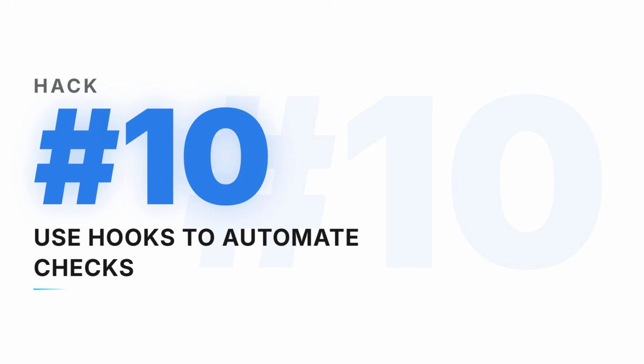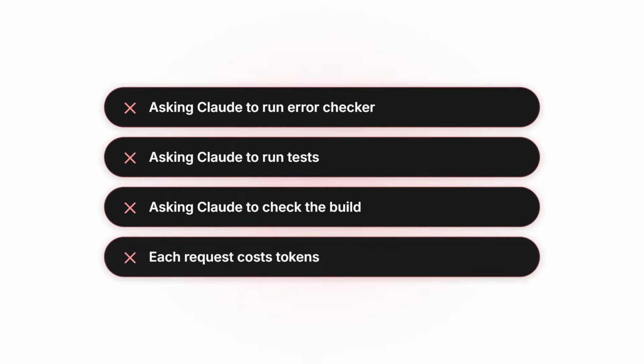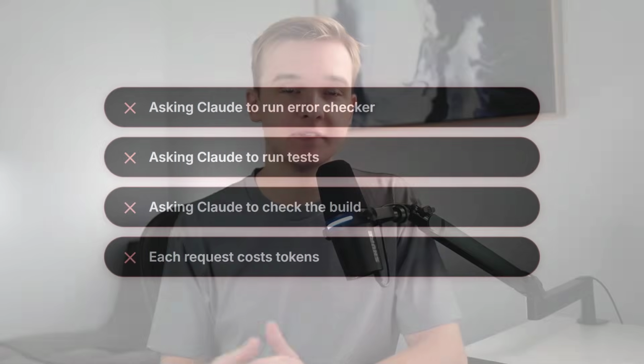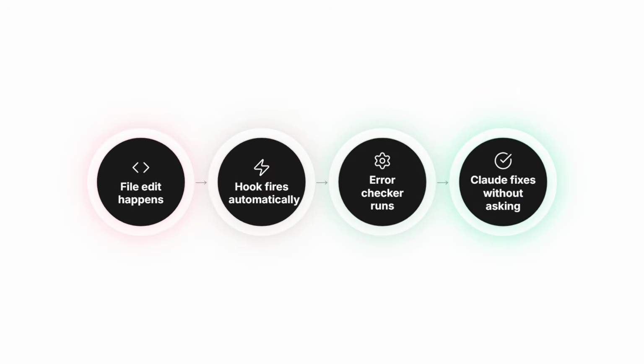Number 10, our final tip. Use hooks to automate repetitive checks. The last hack is about reducing the back and forth that happens when Claude makes a change and you need to verify that. If you're manually asking Claude to run an error checker, then run some tests for you, then check the build after every code change, each of those requests is costing tokens. But Claude Code supports hooks, which are automated commands that run in response to specific events. For example, you can set up a hook that automatically runs your error checker after every file edit. If the error checker finds issues, Claude gets the feedback immediately and can fix that without you having to ask it to. You can set up hooks to do really anything.